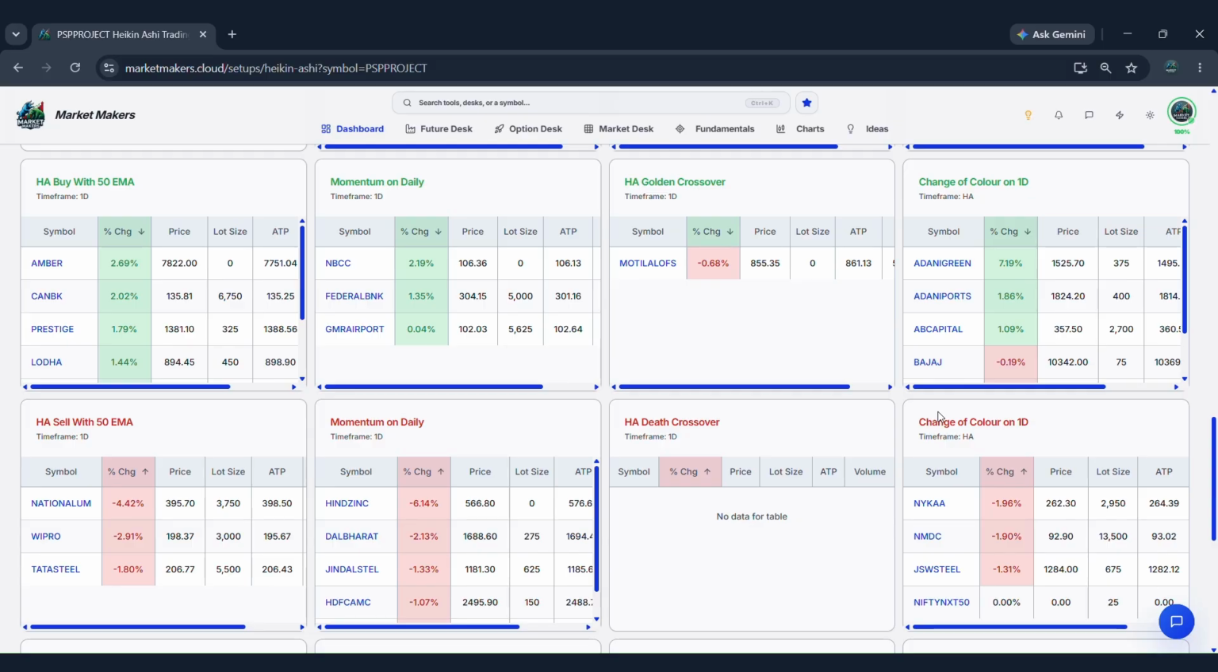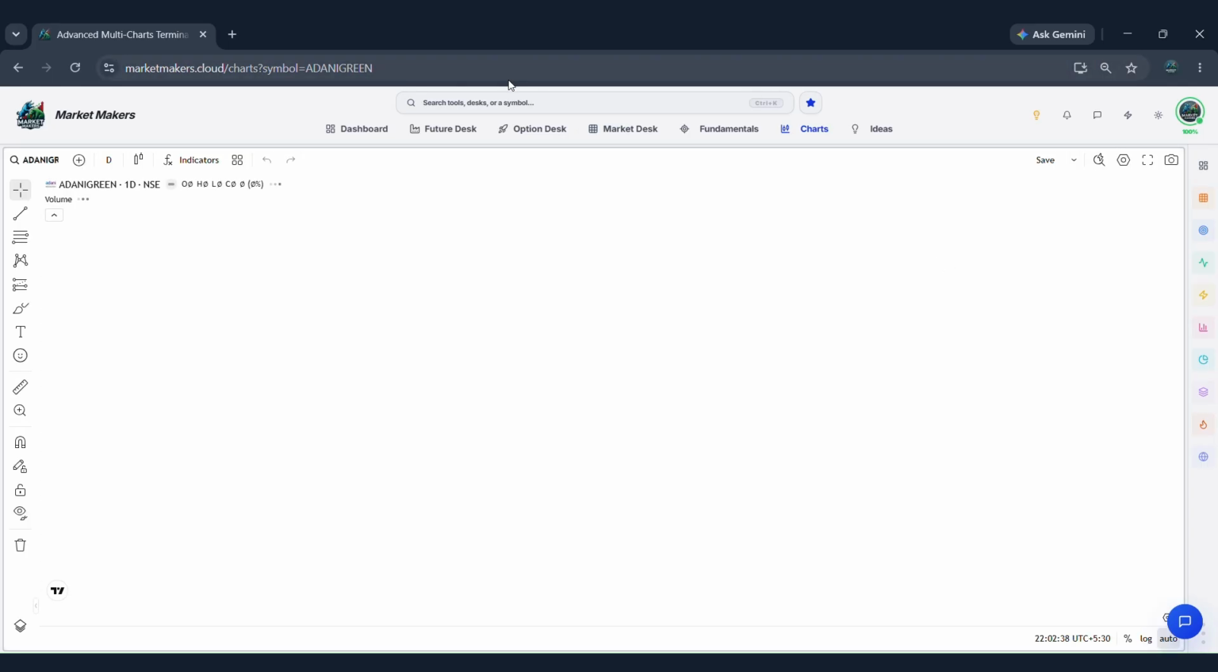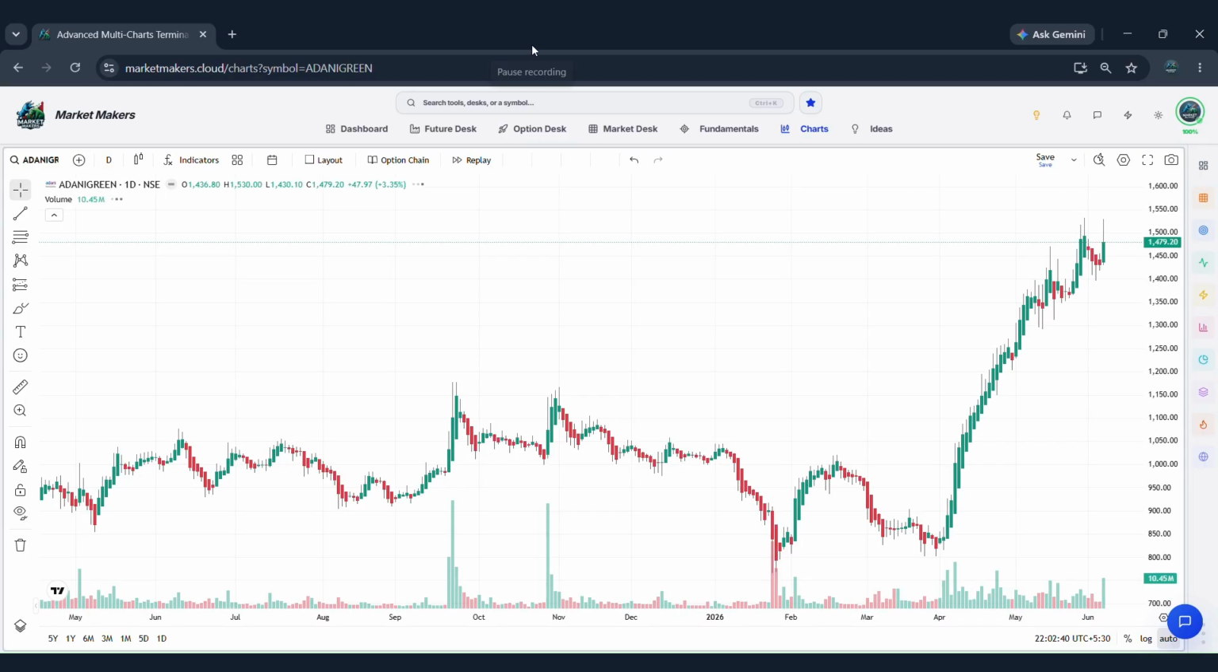Now, if I open this stock, you can see how the candle behavior changes on TradingView integrated directly inside market makers. And yes, please do your own analysis. This is not financial advice or stock tips.